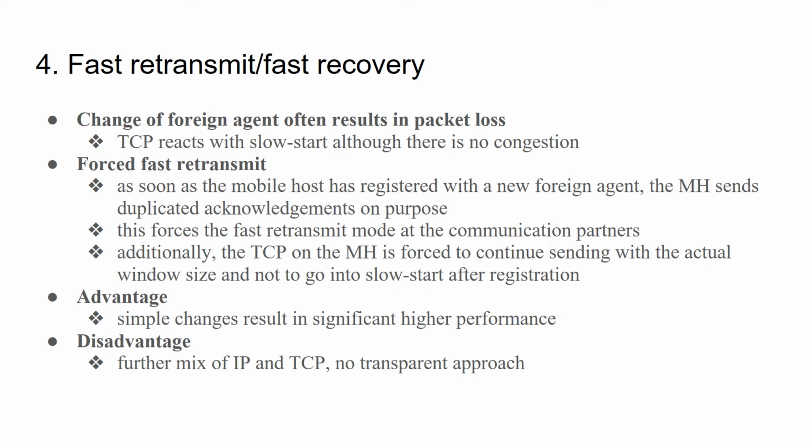And the second one is forced fast retransmit. As soon as the mobile host has registered with a new foreign agent, the mobile host sends duplicated acknowledgements on purpose. This forces the fast retransmit mode at the communication partners. Additionally, the TCP on the mobile host is forced to continue sending with the actual window size and not to go into slow start after registration.